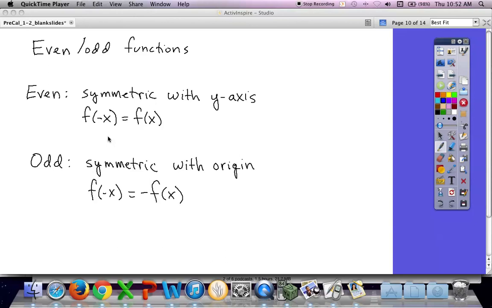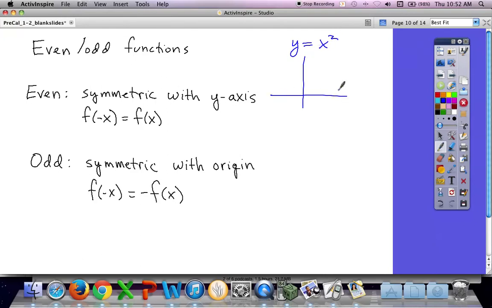Right? So an even function is a function that's symmetric with respect to the y-axis, meaning that something like y equals x squared, which looks like this, right? If you look at the y-axis, it looks like a line of symmetry. It's a mirror image on one side as the other. That's an even function. And what it means is, it doesn't matter if I go to the left or to the right, I get the same value.